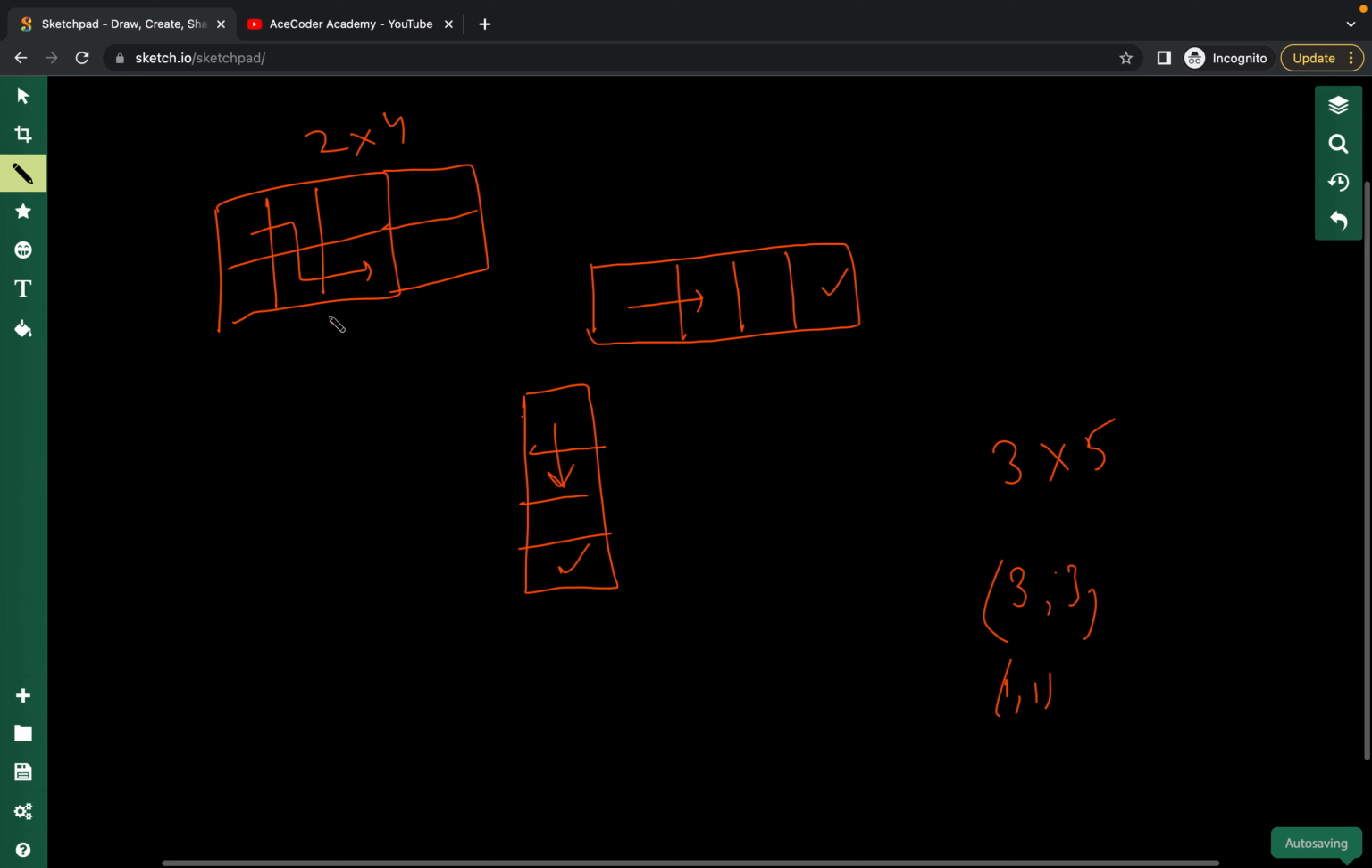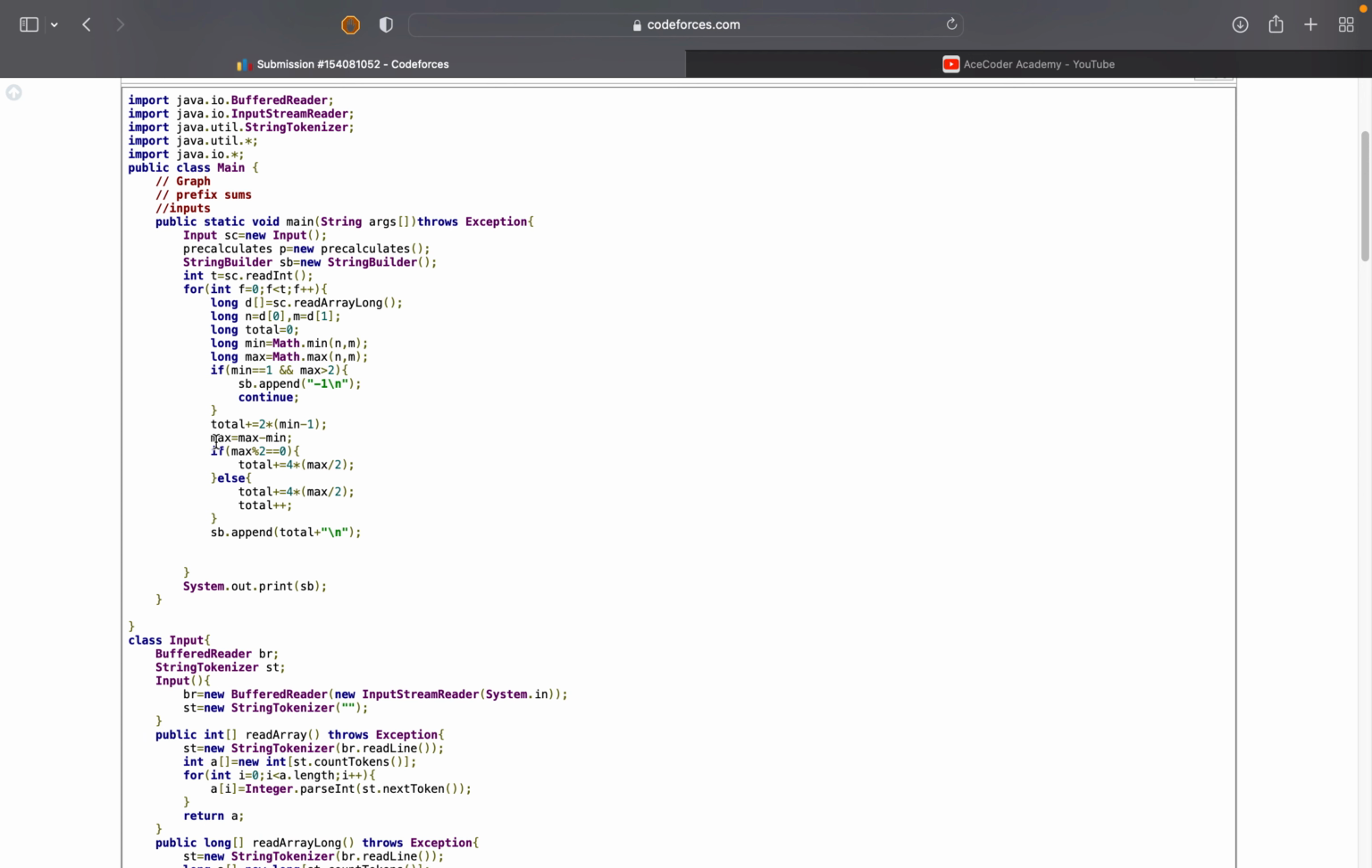So just to count the total number of columns that are left, because firstly we will be considering this 2 cross 2 matrix. So this is the reason I just subtracted min from max, and then the total number of columns that are left, if they are even, what I will do is I'll simply apply that formula, and in case it is odd, I'll apply the same formula, just I will add another 1 to it, and I'll simply output the total number of moves that are required.